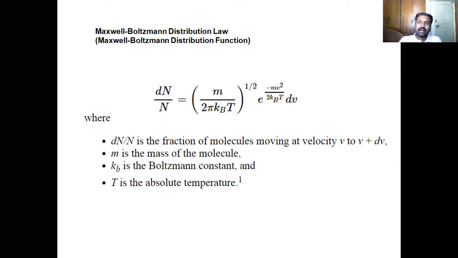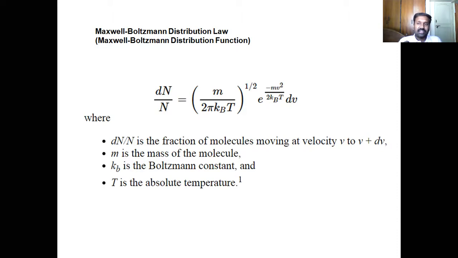Fine. So what does the Maxwell Boltzmann distribution law essentially is? It is a law, or it is an equation, or it is a function. They are recognized by different names. It is also called Maxwell distribution law, Maxwell distribution function, or sometimes Maxwell distribution equation. This is the basic equation. So what is the equation?